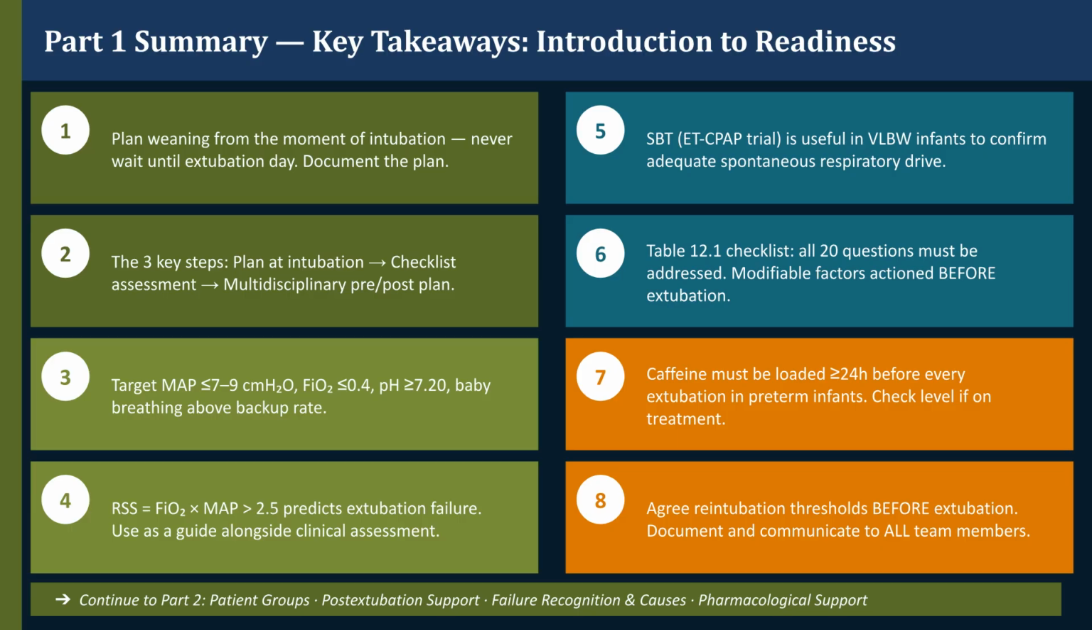To summarize Part 1, readiness involves planning weaning from intubation, using the three-step strategy and the comprehensive checklist. Key targets are MAP less than 9, FiO2 less than 0.4, and a low RSS. Caffeine loading is essential, and re-intubation thresholds must be agreed upon by the entire team.